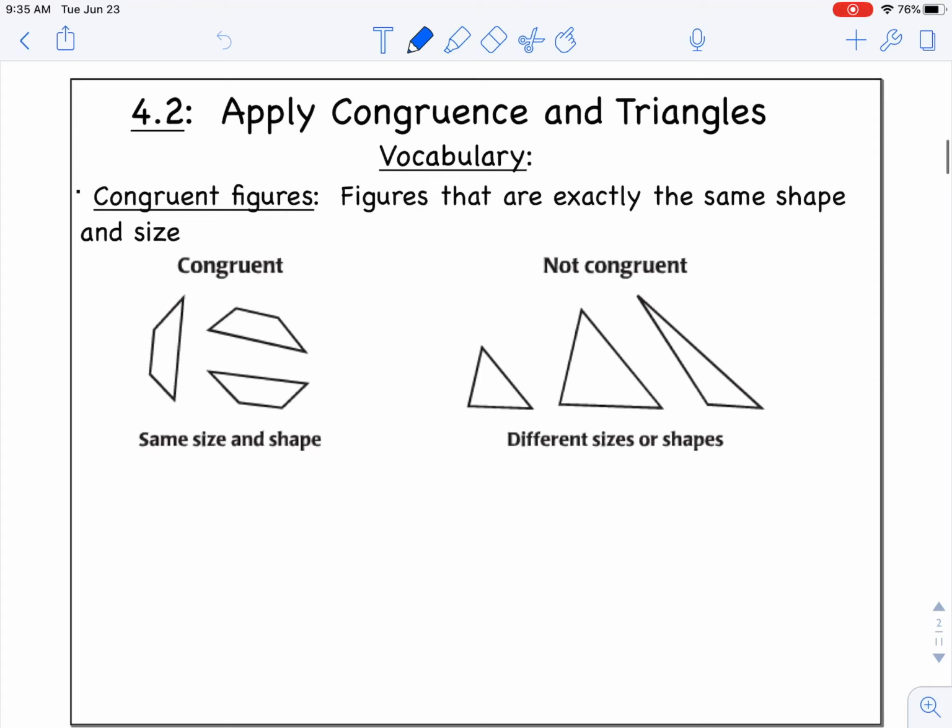So congruent figures are figures that are exactly the same shape and size. That means that every side is the same length as its corresponding side, and every angle is the same measure. It's basically like if you put a shape on a copy machine and hit start, you would get the exact same thing. It might be turned in a different position, but you would get the same exact size and shape.